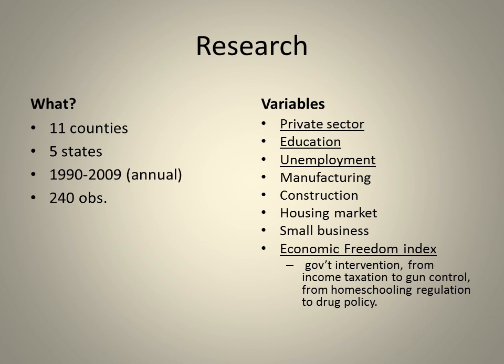The research took place over a 20-year period, as I picked the percent of people in the private sector, the percent of people with a degree of educational attainment. I picked both high school and bachelor's degree, the unemployment rate, the amount of people in the manufacturing sector, the amount of people in the construction sector, the median housing price, the concentration of small businesses in the area, and the last variable I used was the Economic Freedom Index, which talks about government intervention and different public policies.